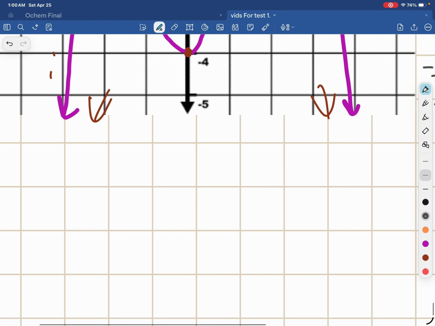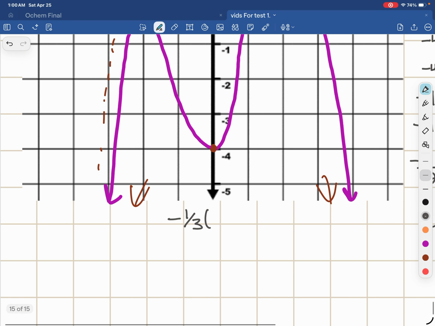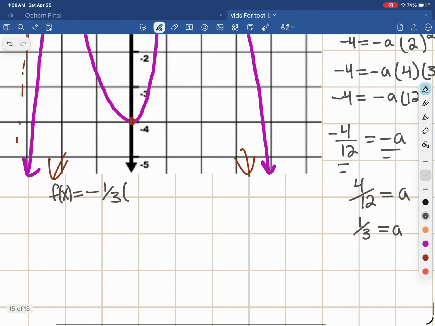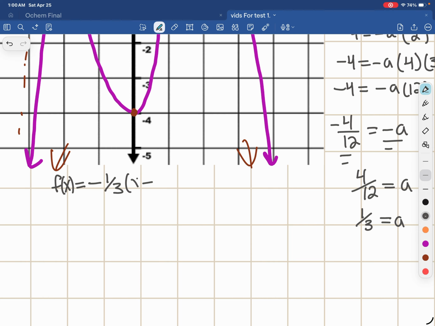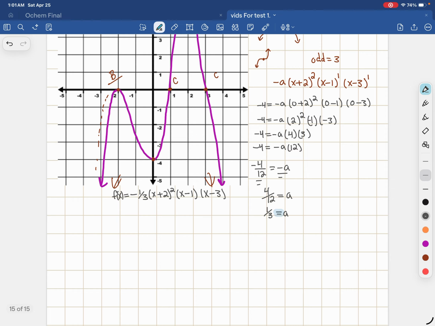So our entire equation, make sure you include your f of x, is equal to negative 1 over 3 times (x plus 2) squared times (x minus 1) and (x minus 3). And that will be our entire equation.